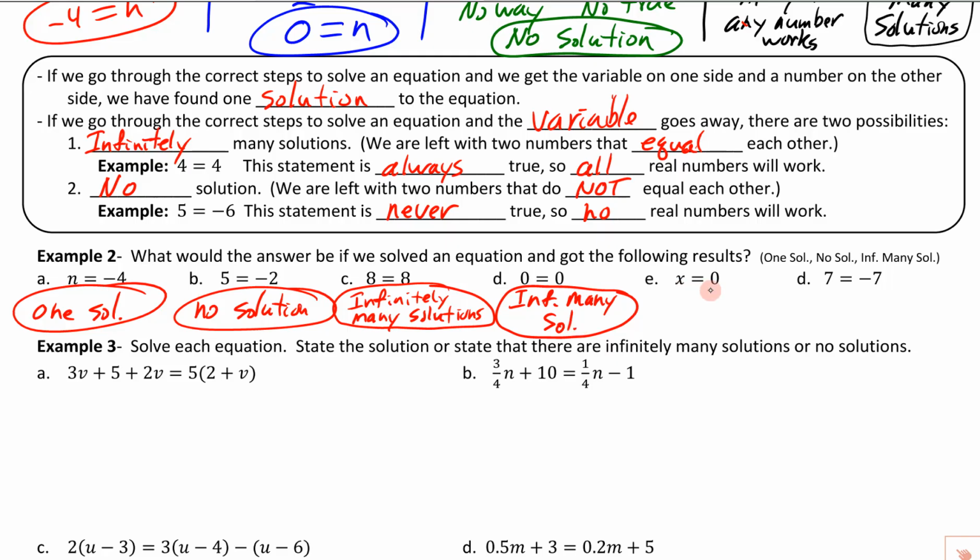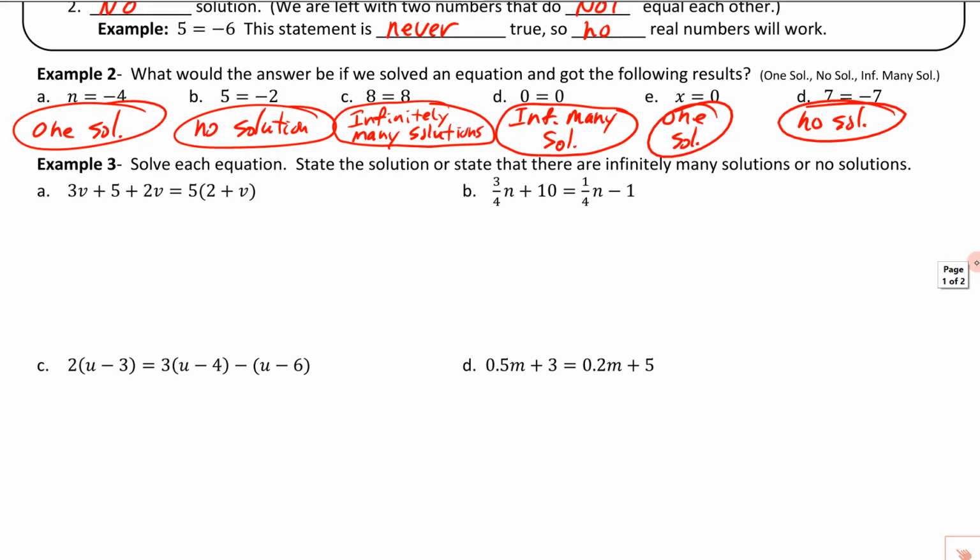Okay, so let's take a look at this one. If we got x equals 0, remember 0 is as good as any other number. So we got one solution on this particular one. And then let's take a look at the last one. Be careful on this one. 7 equals negative 7. The numbers are the same, but they're different signs. So this one is no solution. Okay, so we'll circle that.